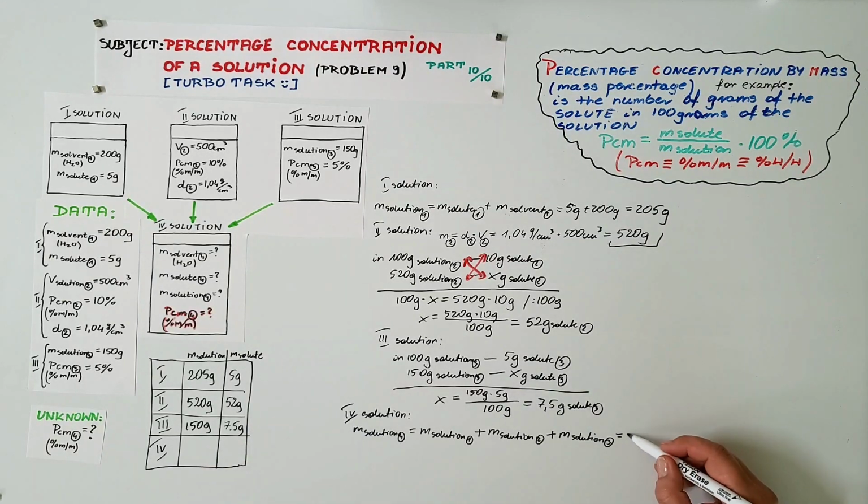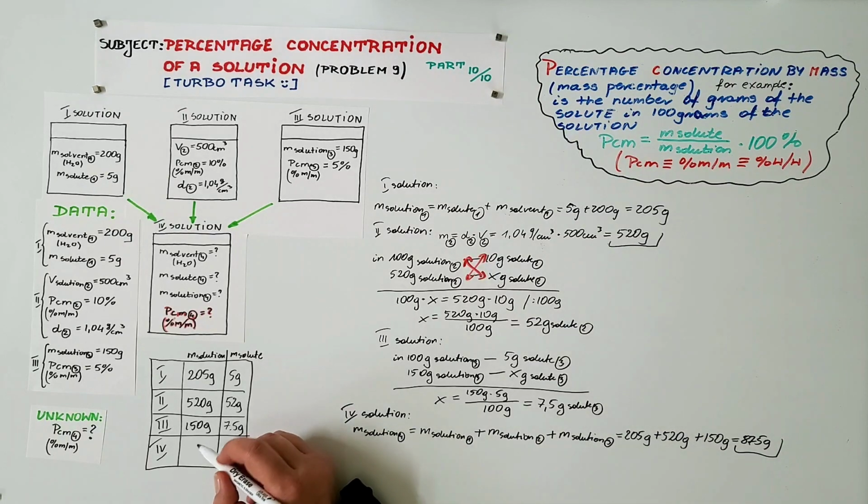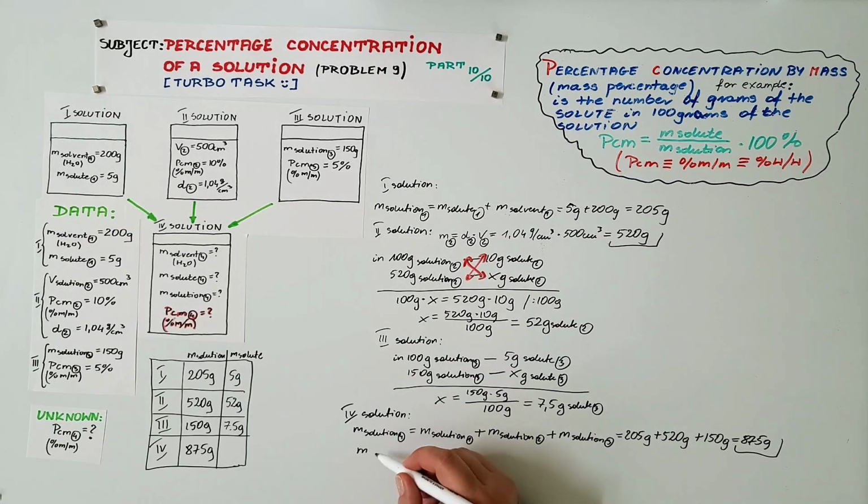equals 205 grams plus 520 grams plus 150 grams equals 875 grams. This is the mass of solution 4, so 875 grams. Now, mass of solute 4.